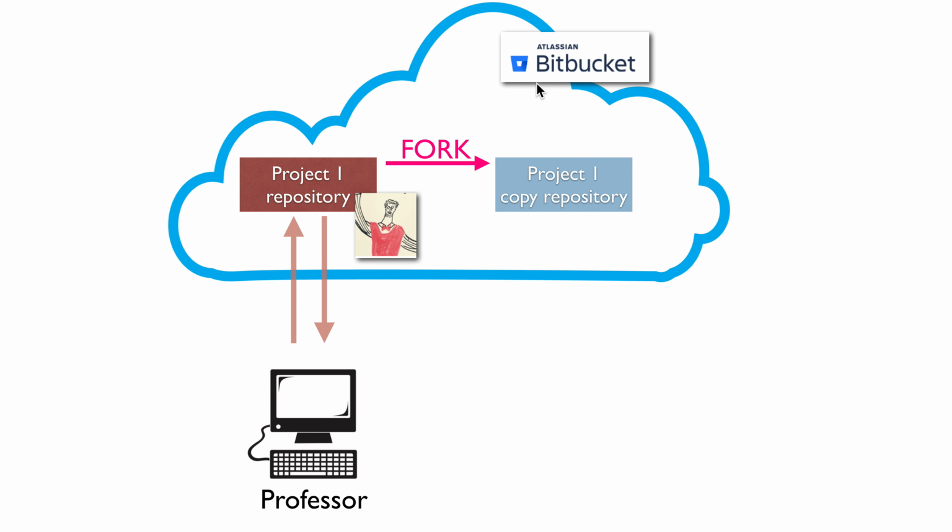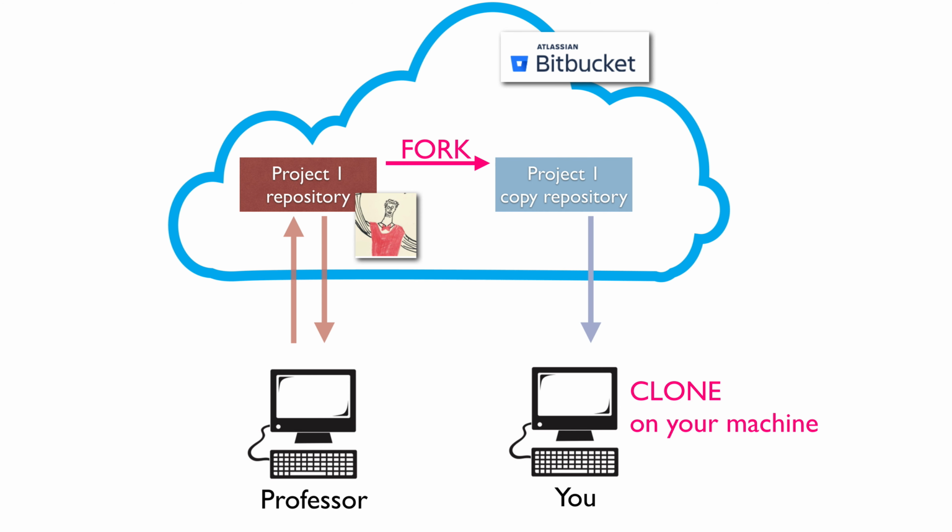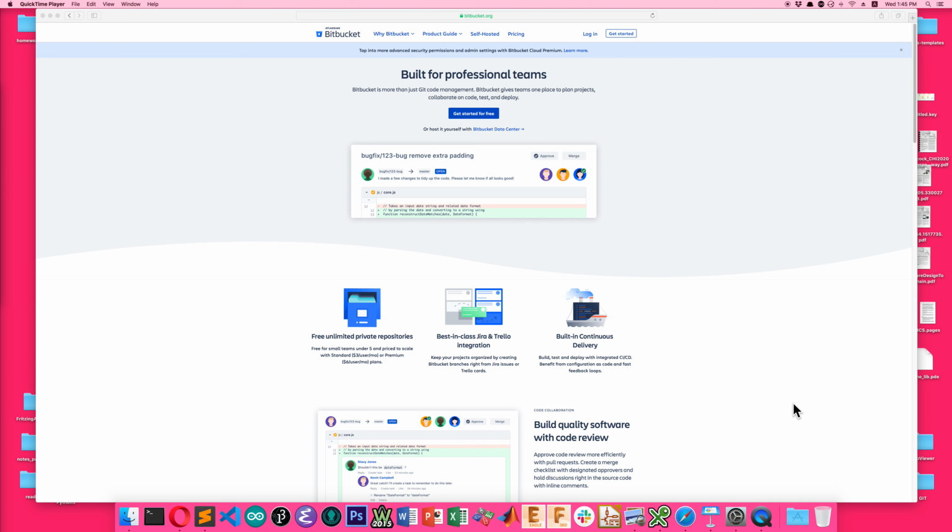And you do that using the Bitbucket website that is online. So I'm going to show you how to do that. Basically you fork the project one repository, and then you have your own copy of it on your own account. After that, you clone that repository on your machine as you already know how to do. And you can use the push and pull operations to keep updating your project. Okay, so I'm going to show you this process, how to do it.